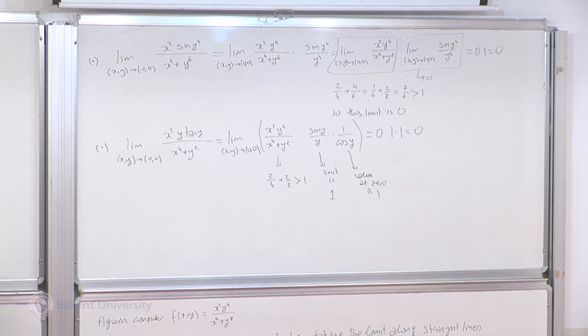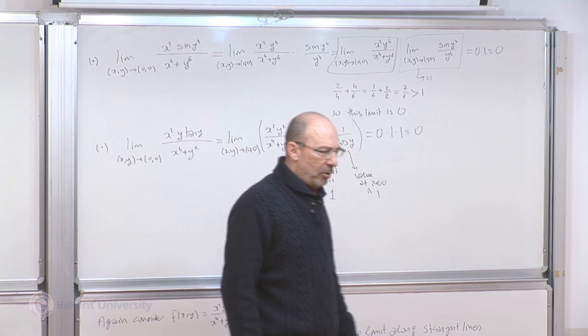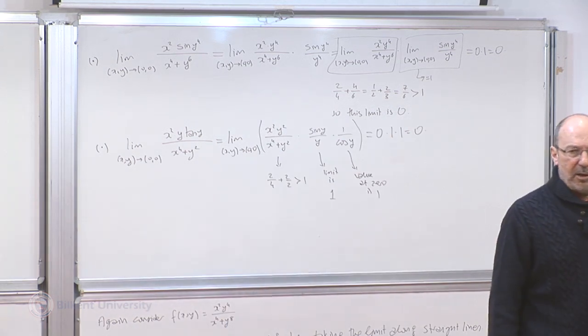So I think we covered these. I think that's the end of this section, limits and continuity. Before I pass to partial derivatives, are there any questions?